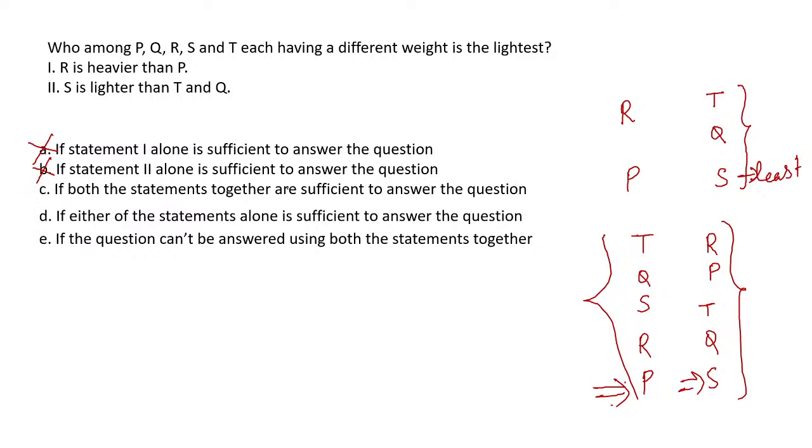So if both statements together are sufficient to answer the question, no. If either of the statements alone is sufficient to answer the question, no. So the answer that's left out is, even if I'm using statement number 1 and statement number 2, I'm not able to get the answer for who is the lightest person in this group. So the answer is option E. If the question can't be answered using both the statements together, you'll have to go for option E. That's why I've ticked the option E.